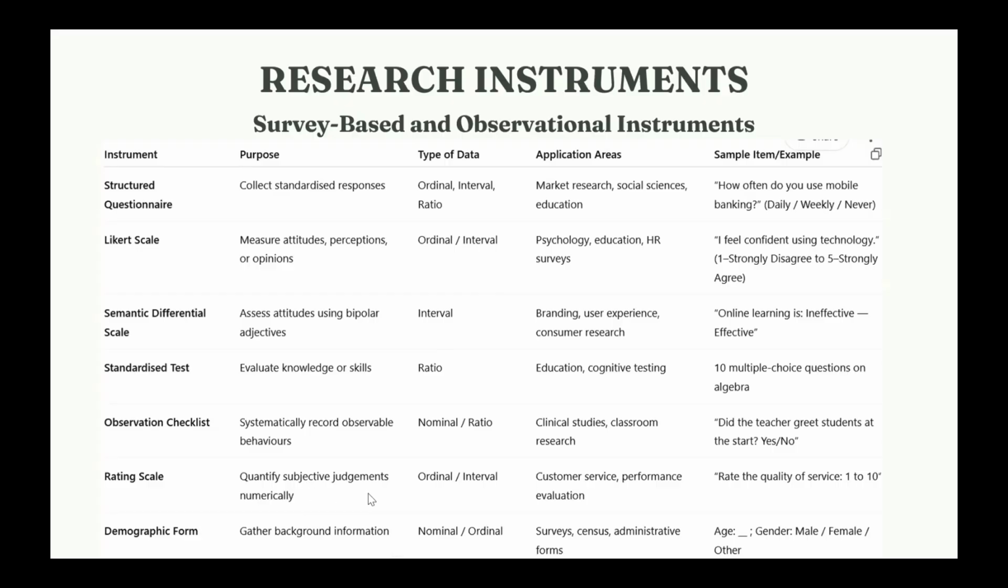Quantify subjective judgments numerically. You are carrying out your customer service evaluation or performance evaluation, and you have given a set of questions, and you are using this rating. I'm sure you have done this before, maybe online when you are completing some forms, or physically. You must have seen ratings when they ask you to rate from 1 to 10. In fact, when you go to the hospital, they will ask you, rate from 1 to 10 or from 1 to 7, the severity of that pain.